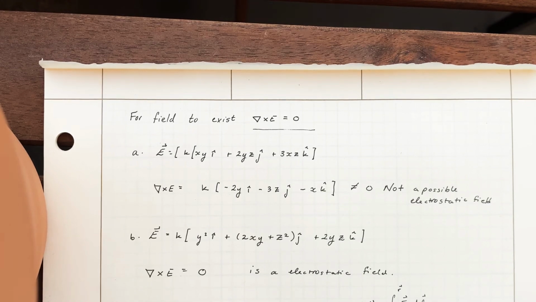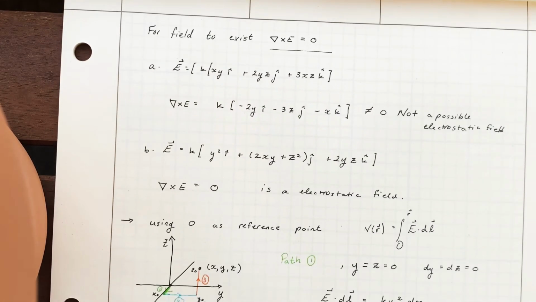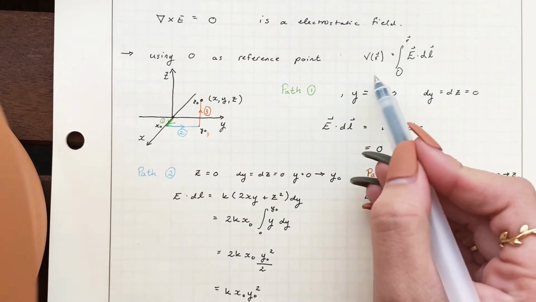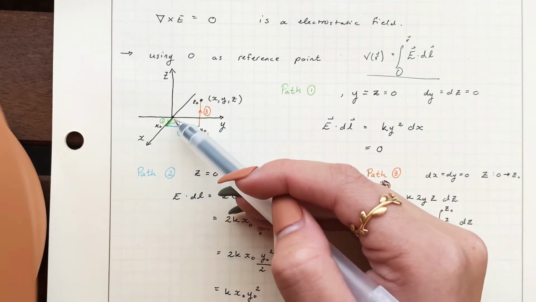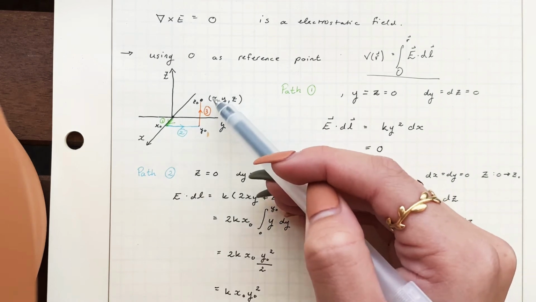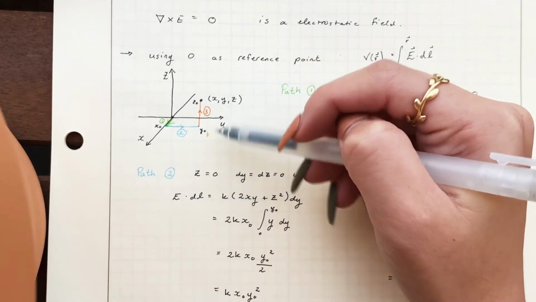So then they ask us to find the potential of this, the one that's possible, using 0 as a reference point. The easiest way that I could think of doing this was doing it in 3 different sections: going along the x-axis, going along the y-axis, and then going up the z-axis.